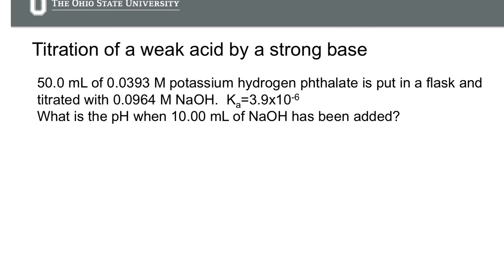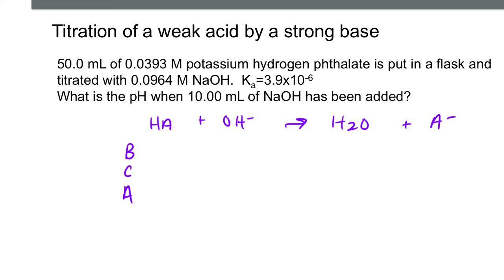So, all right. We're going to have our HA plus OH minus forms H2O plus A minus. Again, we're going to do BCA, right? So we need moles. I'm just going to write this here. 50 milliliters of 0.0393 molar gives us 0.001965 moles. Okay, now I'm going to put that in BCA.